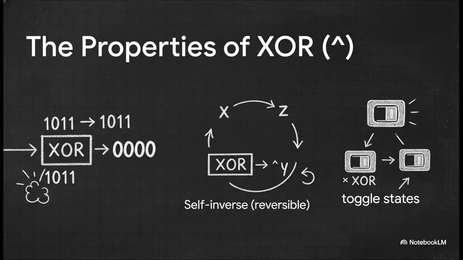The real beauty of XOR is in these properties right here. Since anything XORed with itself becomes 0, the operation is perfectly self-inverse. It cancels itself out. This reversibility makes it incredibly powerful for things like toggling a state back and forth, or for making duplicate numbers in a list just disappear.